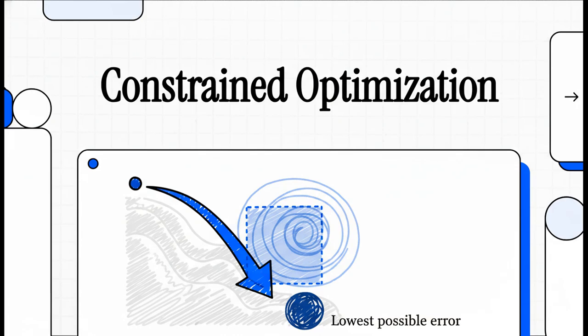So yesterday, we figured out how to use the gradient as our compass, right? It points us straight downhill to the lowest point of any valley. But what happens if the lowest point is off limits? Today, things get interesting. We're putting up a fence.